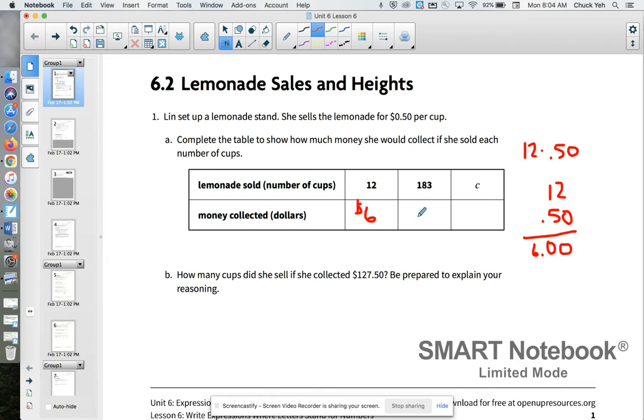What about 183 times 0.50? Let me see. Take out my calculator. Then you can figure it out too. $91.50. It's a pretty good price.